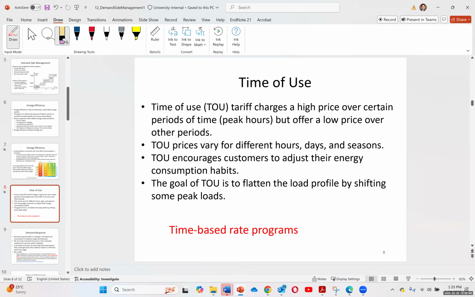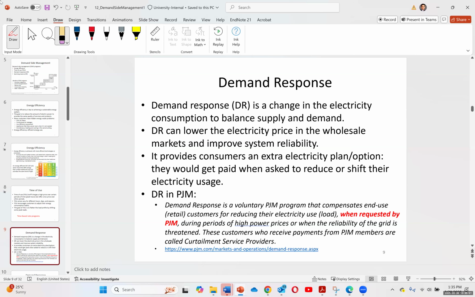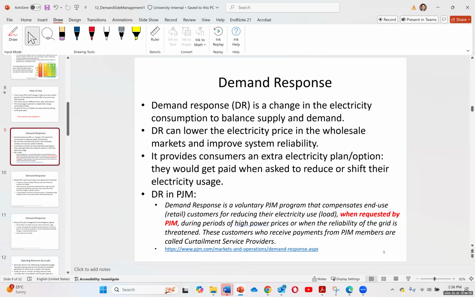Again, the goal is to flatten the load profile by shifting some peak loads. And we also have demand response, which is a change in the electricity consumption to balance supply and demand. The demand response can lower the electricity price in the wholesale market and improve system reliability. It provides consumers an extra electricity plan option. They would get paid when asked to reduce or shift their electricity usage. This is actually being implemented right now in California.